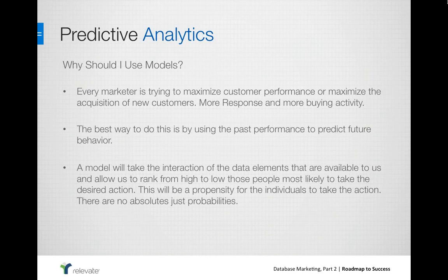It's really a propensity to take an action. For example, the top group may be 2.5 times more likely to buy than average. It must be remembered that in modeling, there are no absolutes, just probabilities, propensities, and likelihoods, and we're trying to maximize that.